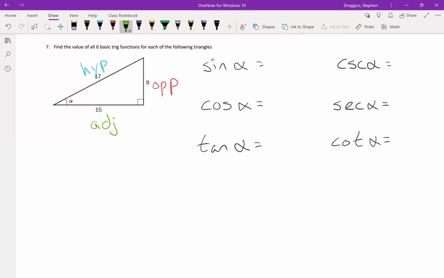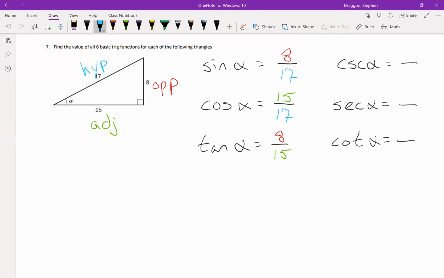finding the 6 trig functions is as simple as taking the ratio of those 3 sides in the order that I need them. So sine, I know, is opposite over hypotenuse. I'll put the fraction symbol in right now, that way I can use colors. So sine is opposite over hypotenuse, so 8 over 17. Cosine is adjacent over hypotenuse, so 15 over 17. And tangent is opposite over adjacent, so 8 over 15.